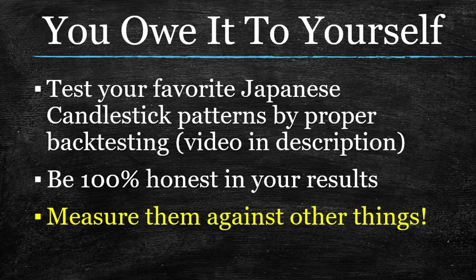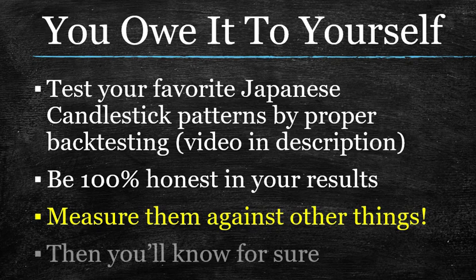And then take the same rules that you used for your hammers or your evening stars, whatever it is that you like, and run them through the same tests. And by doing this, that's the only way you're ever really going to know what you have. Are you using the best tools? Don't you want to use the best tools? You've got to find out, right? And you might be, but you might not be. But this is how you find out.